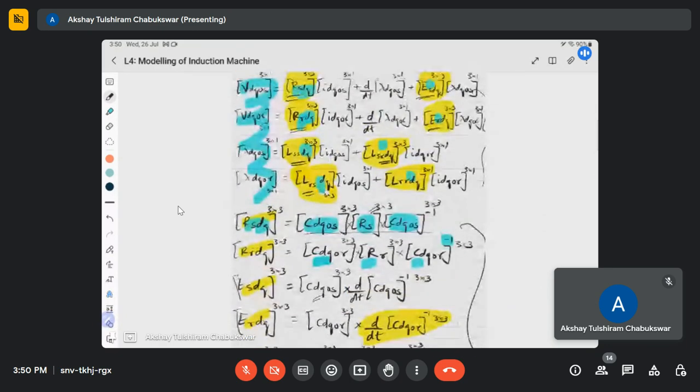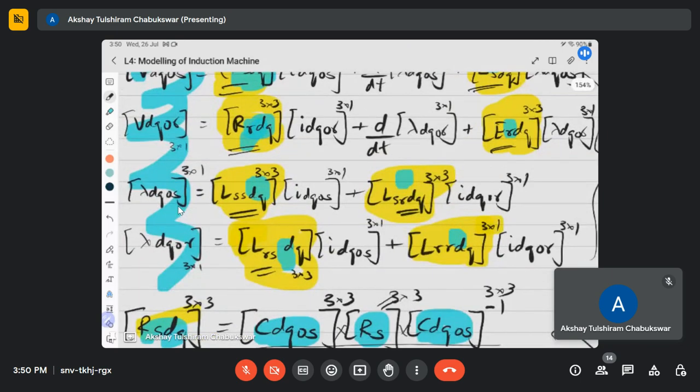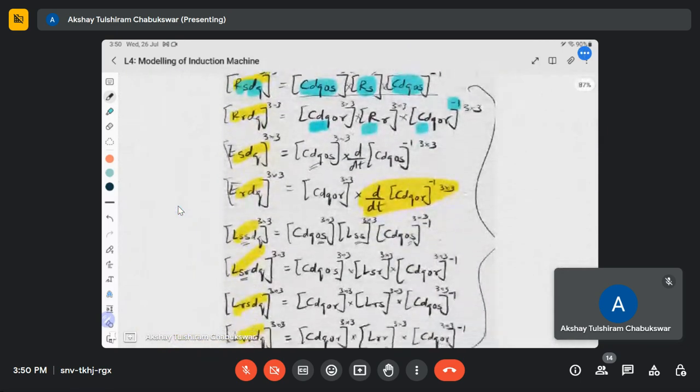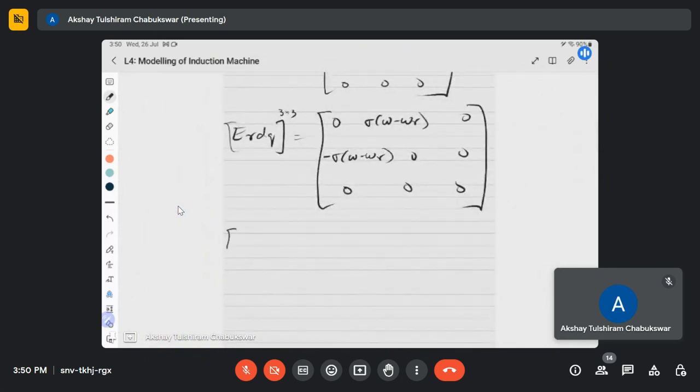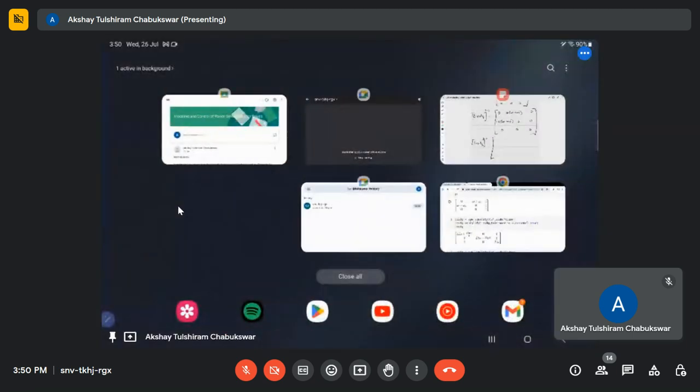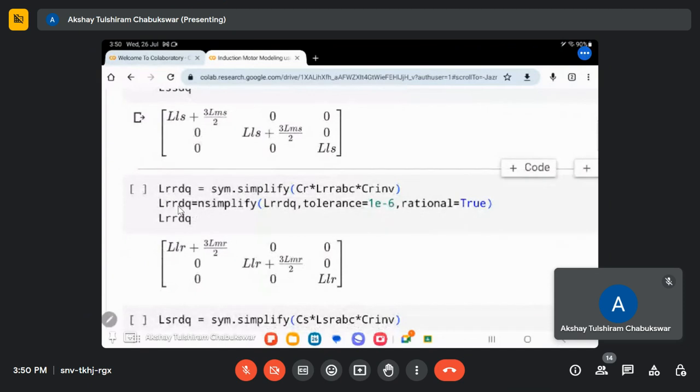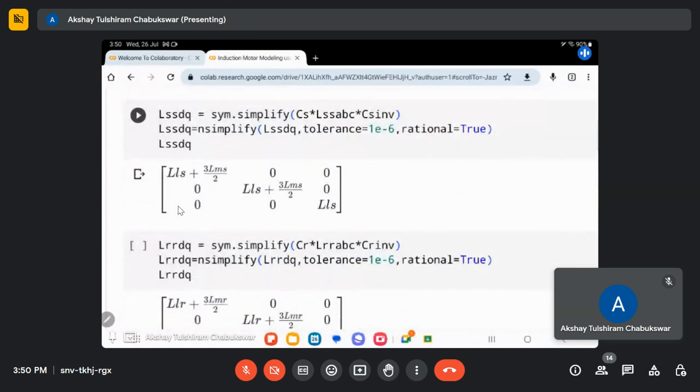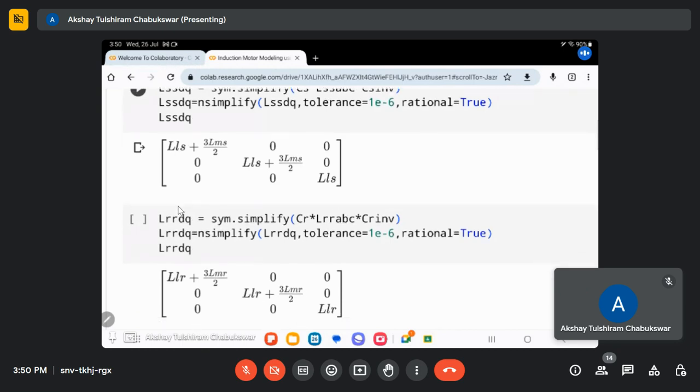Now we want to find the matrices of the flux equation. What are the four matrices? LSS dq, LRS dq, LSR dq, and LRR dq. We have to find them. We'll find LSS in dq, which is a 3 cross 3. What did the code give us? This is the value. What was the LSS dq? Sim dot simplify CS into LSS ABC into CS inverse, right? Multiplication of three matrices. And after simplifying, this is the output.